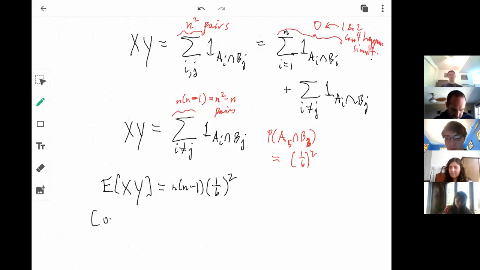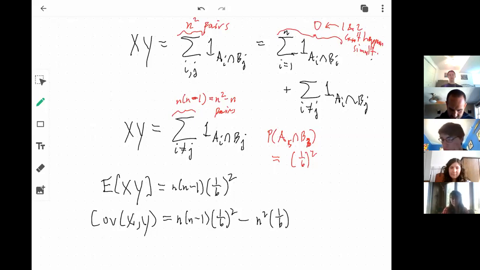Okay, so what's the covariance of xy going to be? Well, it's going to be the expected value of xy, which is this little thing right here. And then I subtract off the product of the expectations of x and y, and those were the same, weren't they? So wasn't that like n squared times 1/6 squared, which, by the way, I could factor out n times a 6th. What's left behind? Well, there's an n minus 1 times a 6th minus another n times a 6th.